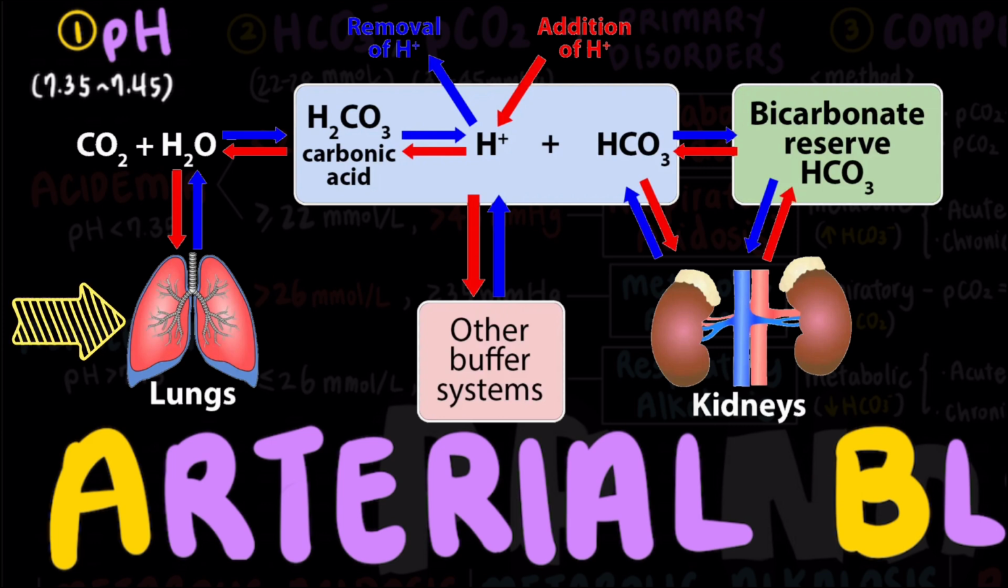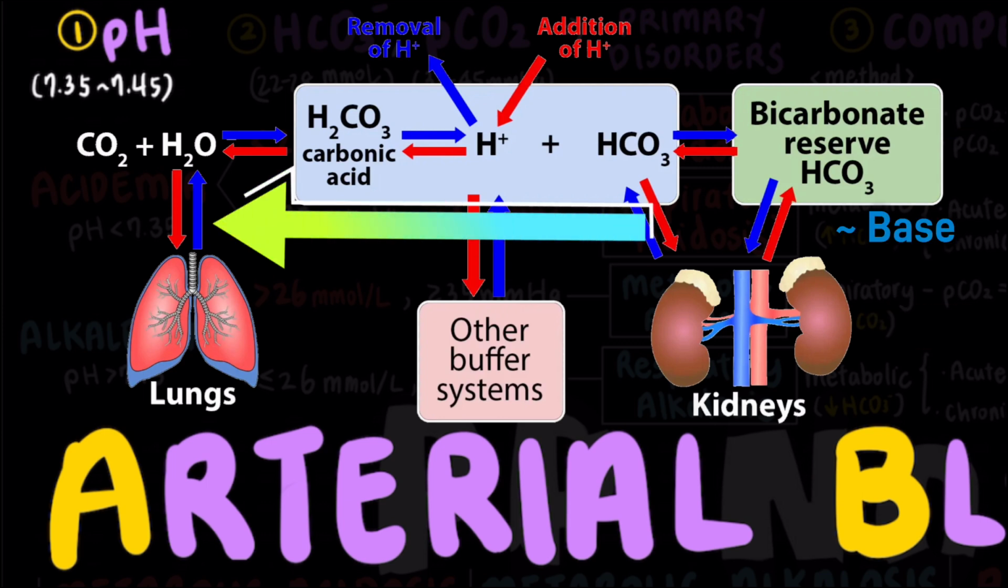Two systems regulate this balance. The lungs respond quickly by changing the breathing rate to adjust carbon dioxide, which increases the concentration of hydrogen ion, lowering the pH. The kidneys, on the other hand, respond slowly by adjusting how much bicarbonate they absorb or excrete. Bicarbonate lowers the concentration of hydrogen ion, raising the pH.